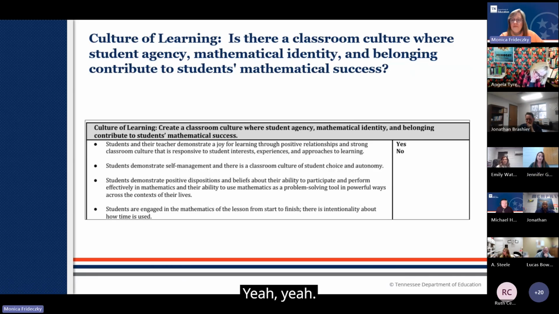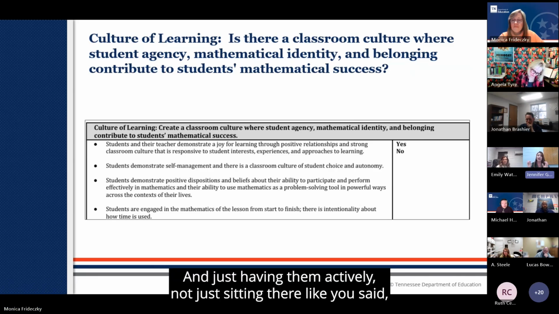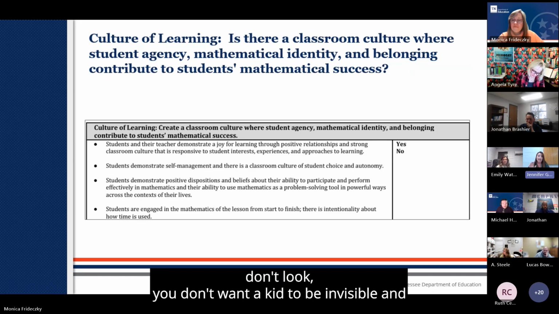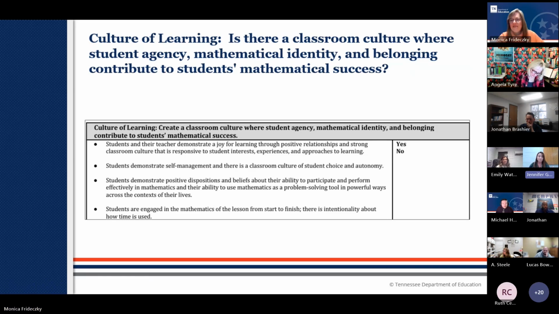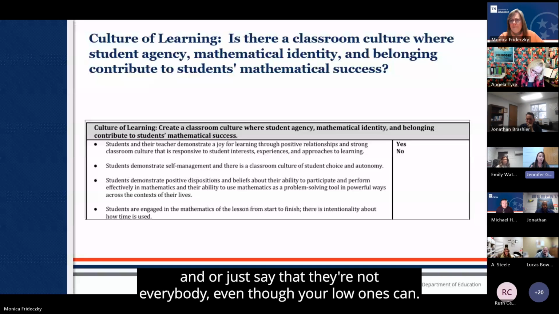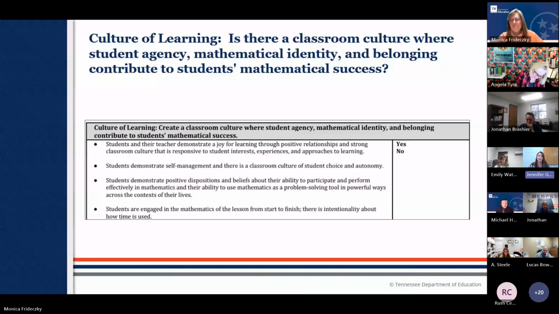Yeah. And just having them actively, not just sitting there, like you said, you don't want a kid to be invisible. Everybody, even your low ones, they are so excited when they get to go to the board and work a problem. Yeah.